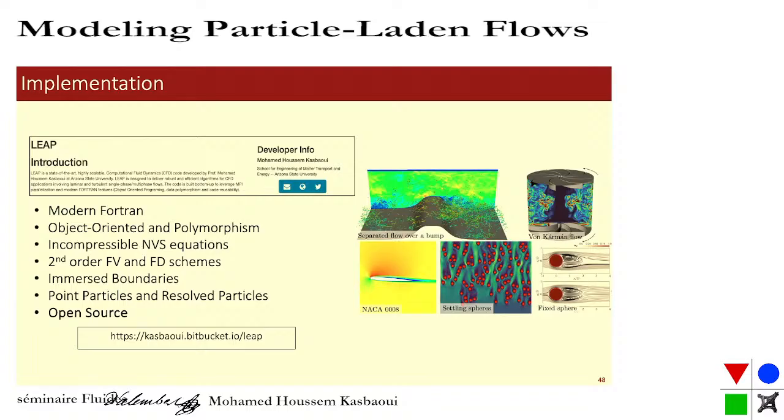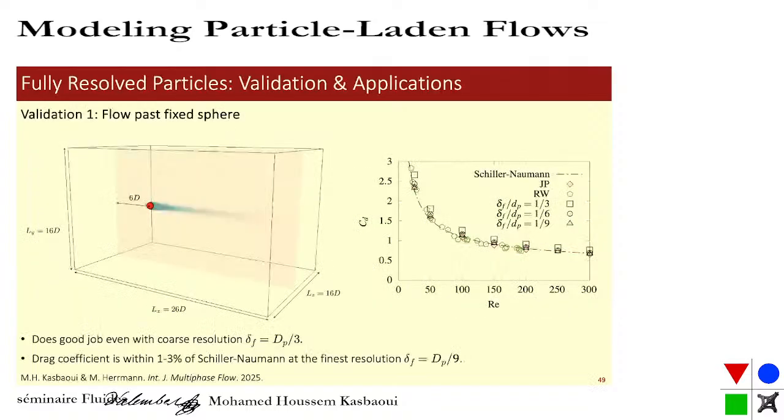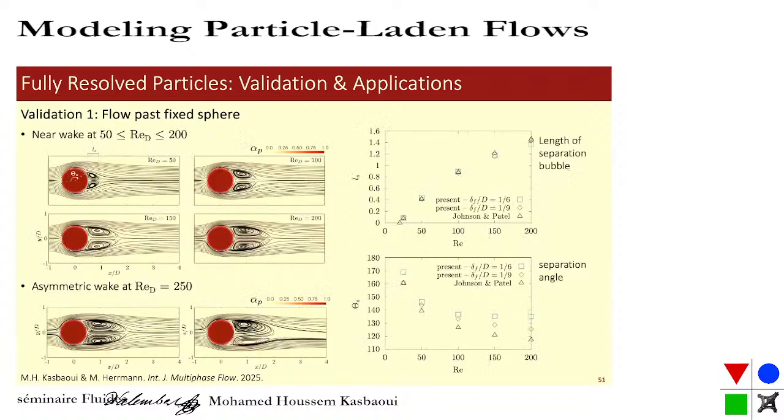So I'll show you very quickly some validation that I did here. This is just flow past a fixed sphere with reducing filter size, so 1/3 of a diameter to 1/9 of the diameter. The dashed line is a Schiller-Naumann correlation, and then these are prior simulations with the body-fitted method and experiments that you see here. And we converged to a Schiller-Naumann drag with 1 to 3% deviation there.